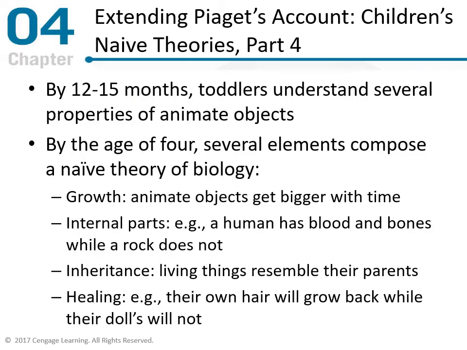By 12 to 15 months, toddlers understand several properties of animate objects. Animate objects are people, things that move, things that are real living things. And by the age of four, several elements compose a naive theory of biology. We talked a little about this earlier. Growth: animate objects get bigger with time, like dogs and humans. Internal parts: humans have blood and bones while a rock does not. Inheritance: living things resemble their parents. And healing: their own hair will grow back while their dolls will not. If they put a scratch on their doll, it doesn't miraculously heal, but theirs will.